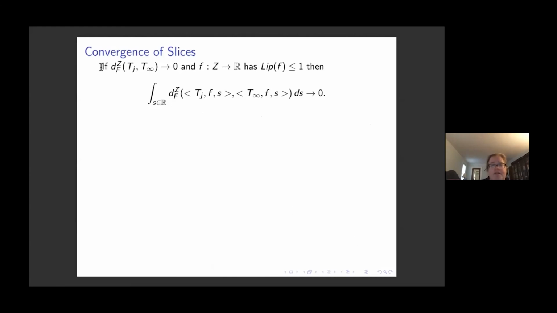So we have that if the flat distance between Tj and T infinity is going to 0, and F has Lipschitz constant less than or equal to 1, then we get this integral converges to 0. So for almost every S, there's a subsequence such that each one of these converges to 0. That's how we can remove the integration.